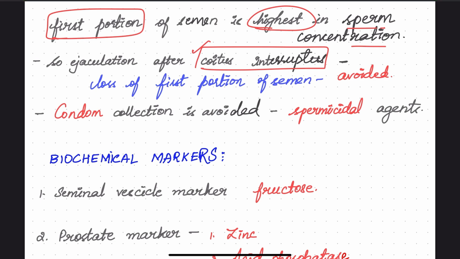So the coitus interruptus method is avoided. The condom collection method is also avoided because condoms contain spermicidal agents that kill the sperms, and hence give falsely low counts. So these methods are avoided whenever the sample has to be collected.